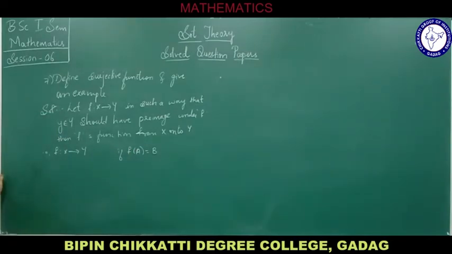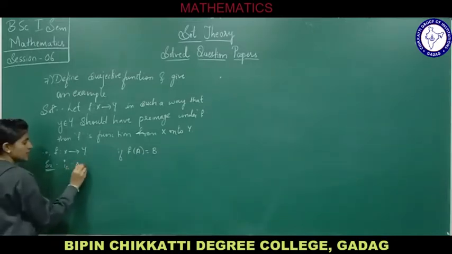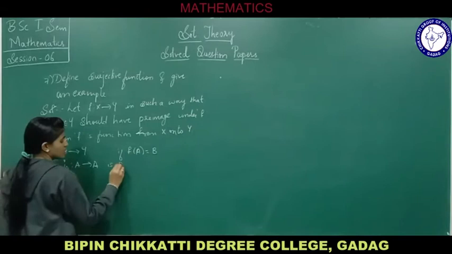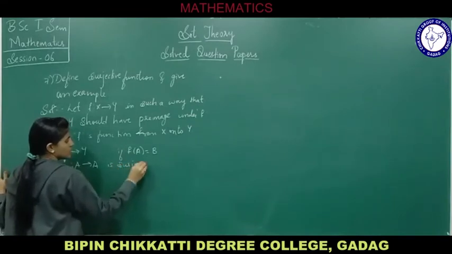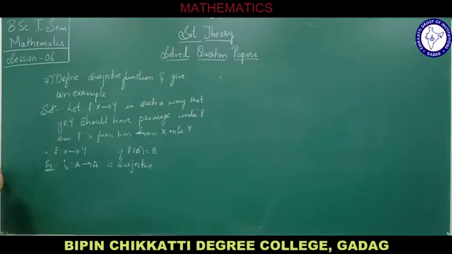We need to give an example. Let the identity function I_A from A to A be our example. It is obviously going to be an onto function, that is, a surjective function. I_A from A to A is surjective. I hope you all have followed this.